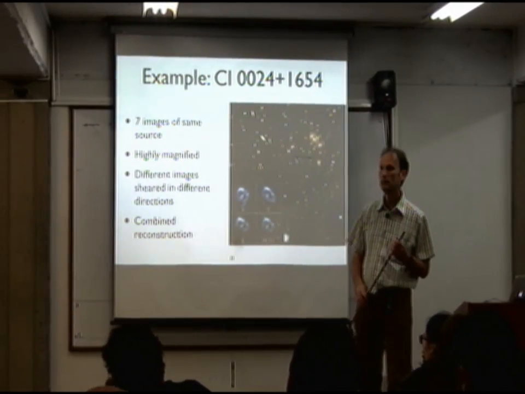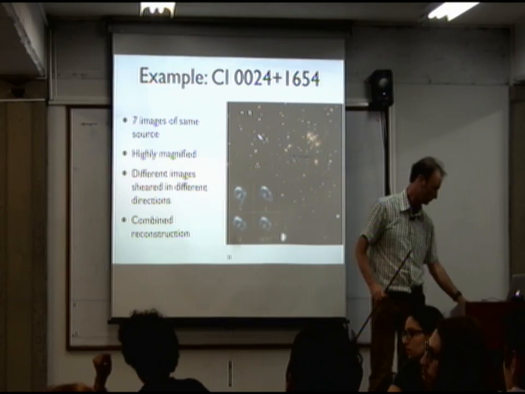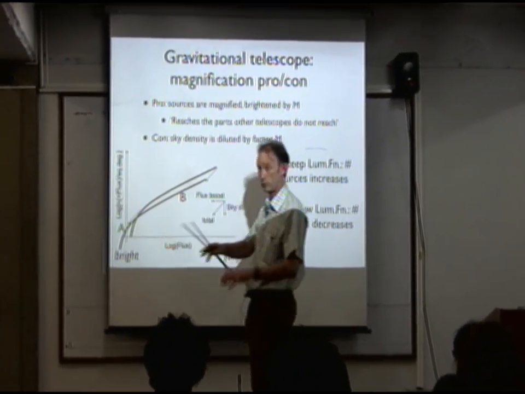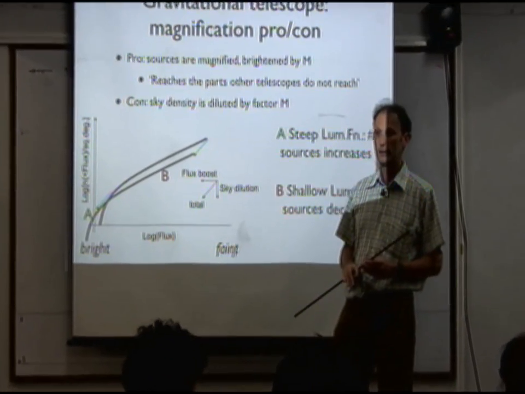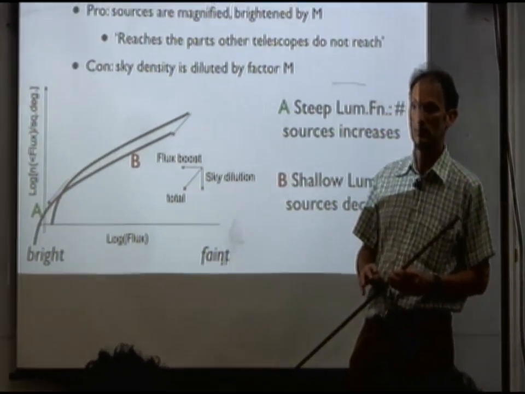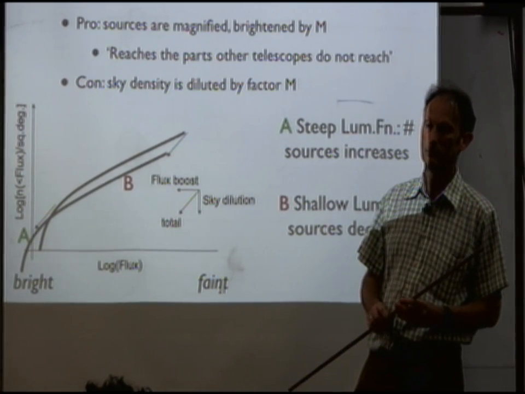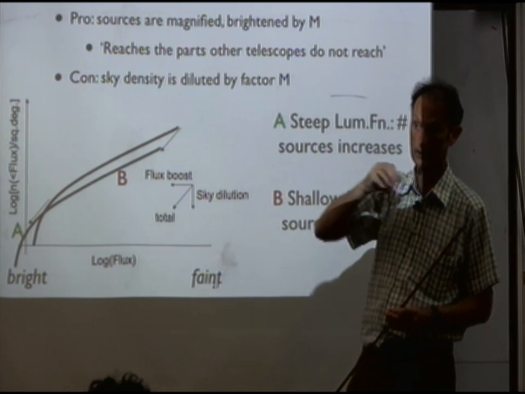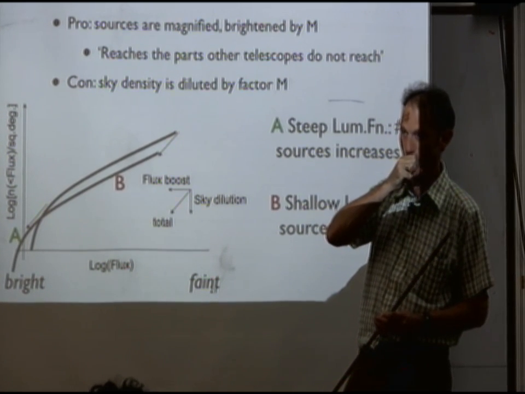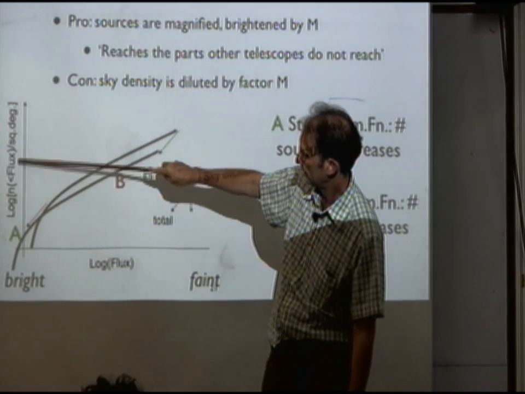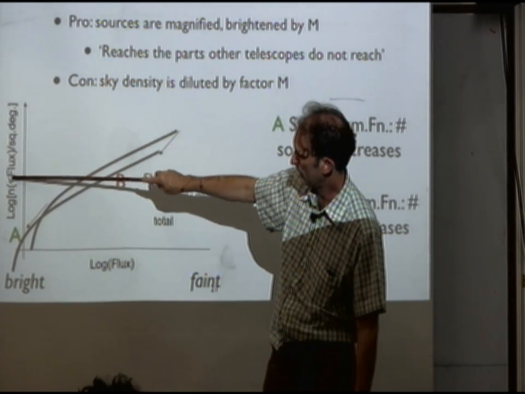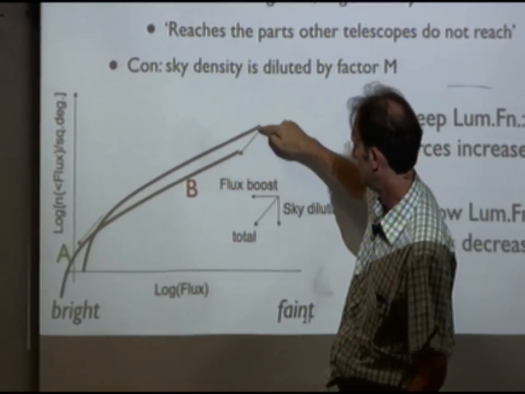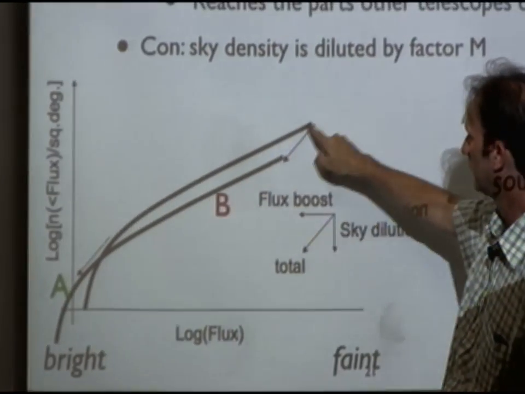Can you explain again how you measure the magnification using this luminosity function? If you know the luminosity function on average of the whole sky. Okay, the luminosity function is the number of sources brighter than a given magnitude per unit area of sky. Galaxies brighter than a certain flux per square degree. So that's this top curve, this one here.